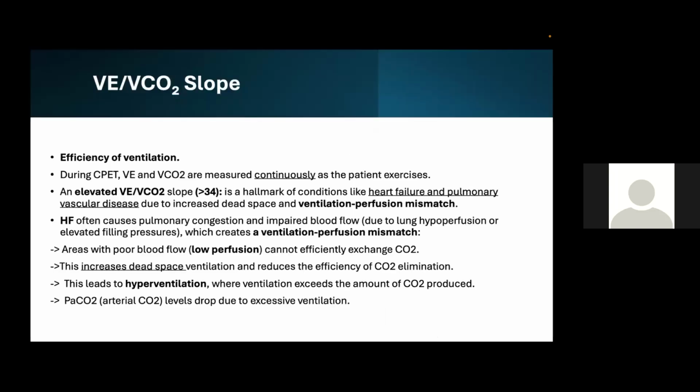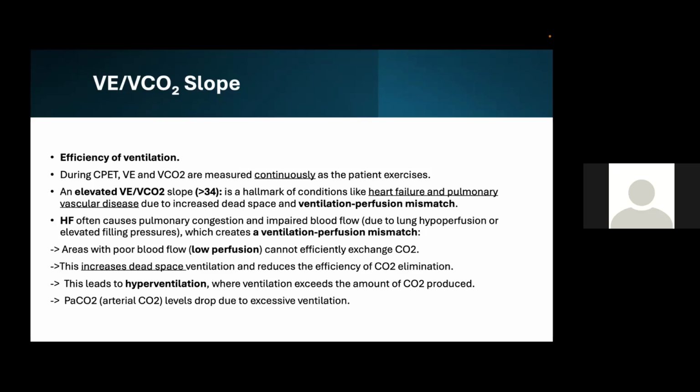Also in the CPET report, we have what we call the minute ventilation to VCO2 slope. It reflects the efficiency of ventilation. During the CPET, minute ventilation and VCO2 are measured continuously as the patient exercises, so we can follow this curve. If the slope is elevated, which we identify as more than 34, it's considered a hallmark of conditions like heart failure or pulmonary vascular disease, and is considered abnormal due to increased dead space or ventilation perfusion mismatch.